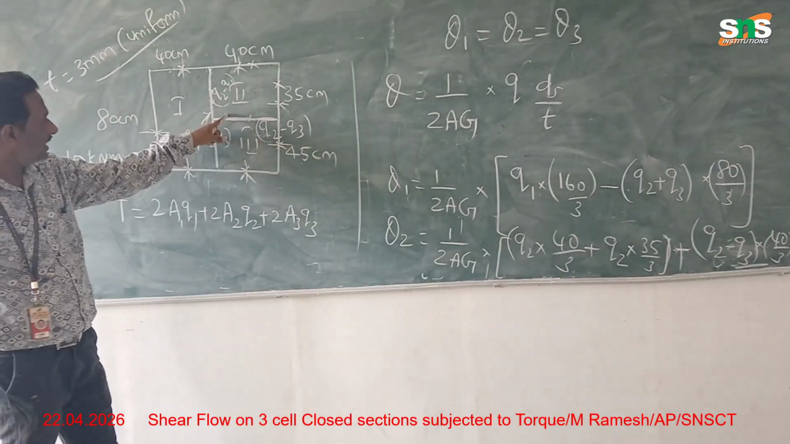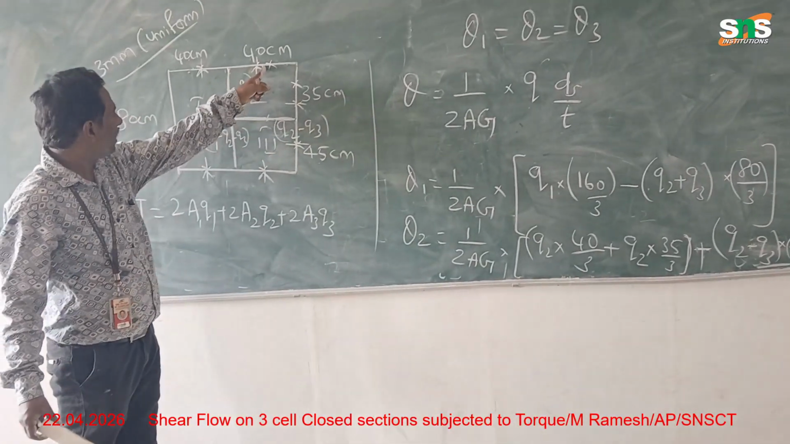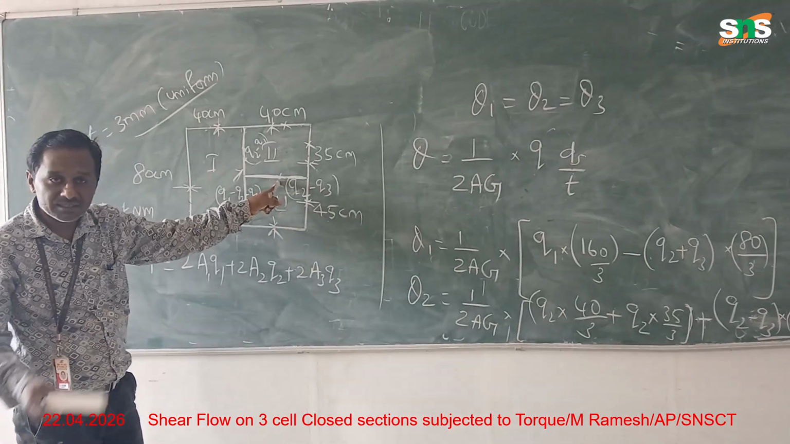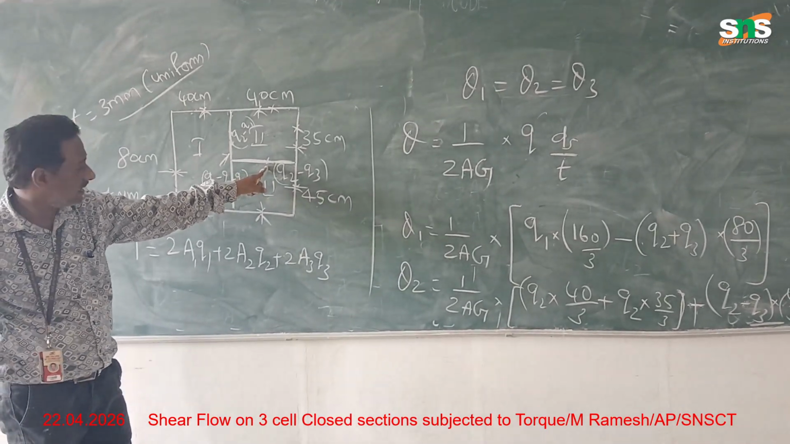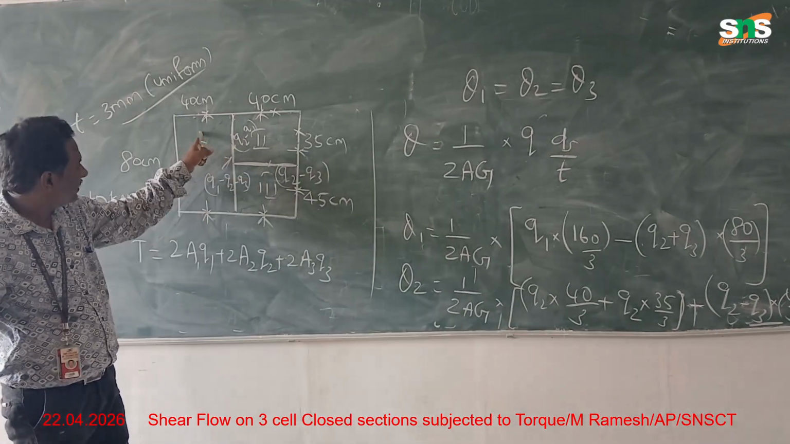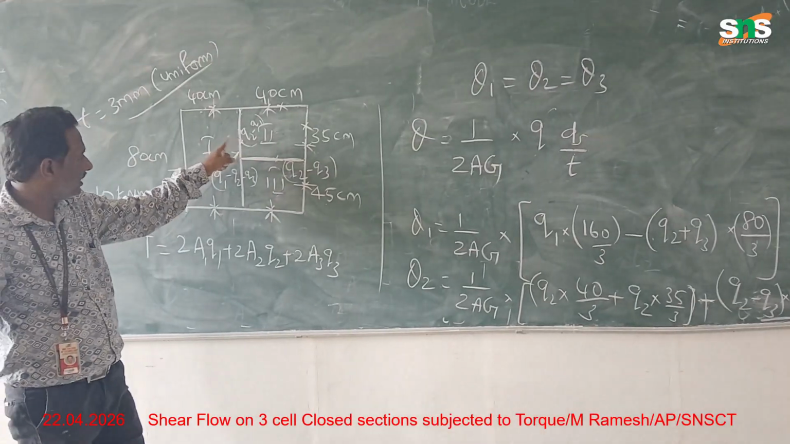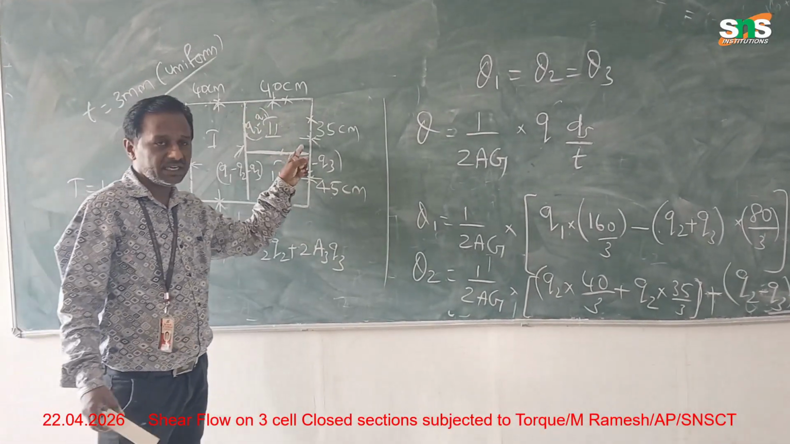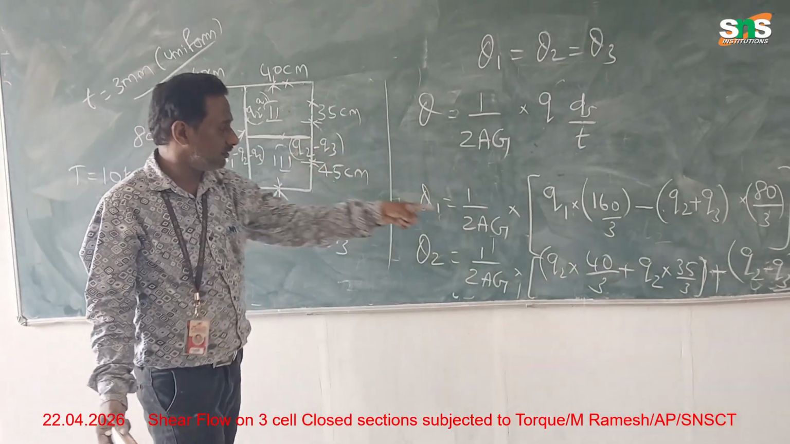Once again, here it is Q2 alone, the second cell alone, and here also the second cell alone. But this is the junction of cells 2 and 3, and here it is cells 2 and 1. Accordingly, Q2 is to be subtracted from the other one, and accordingly the segment length divided by thickness is applied.